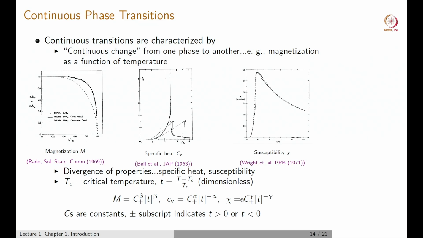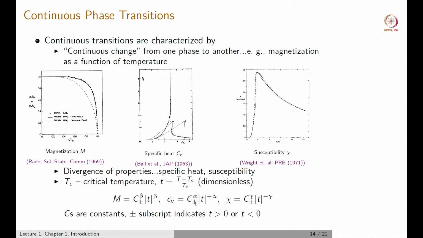Similarly, there is a constant associated with susceptibility, and there is an exponent called gamma. These C's, like I said, are constants, and the plus or minus subscripts indicate whether the constant is associated with T greater than 0, namely on the paramagnetic side, or with T less than 0, which is on the magnetized side.